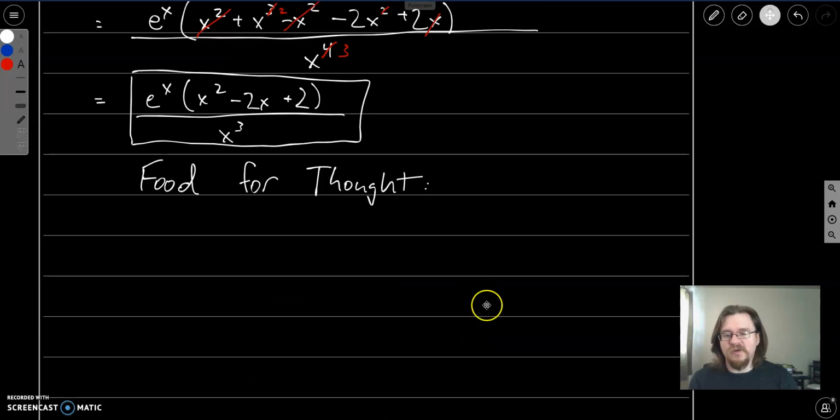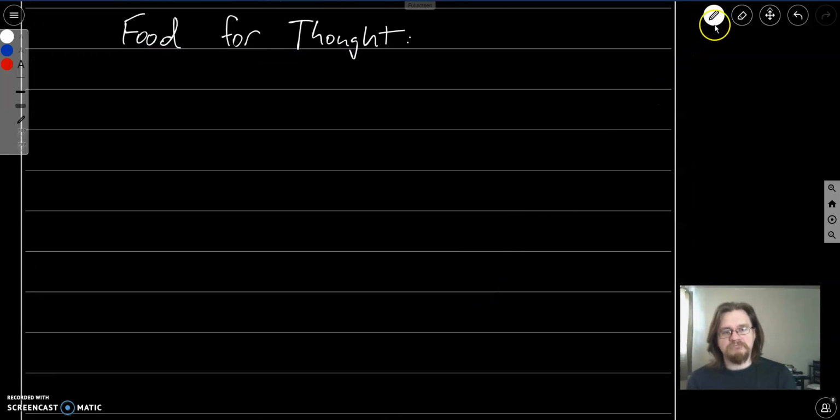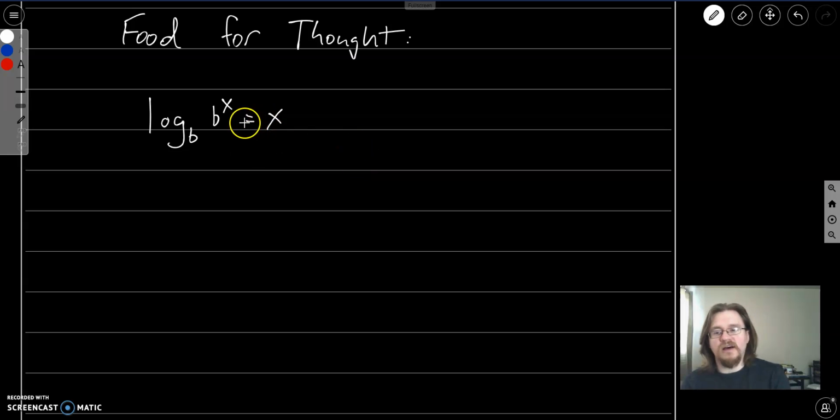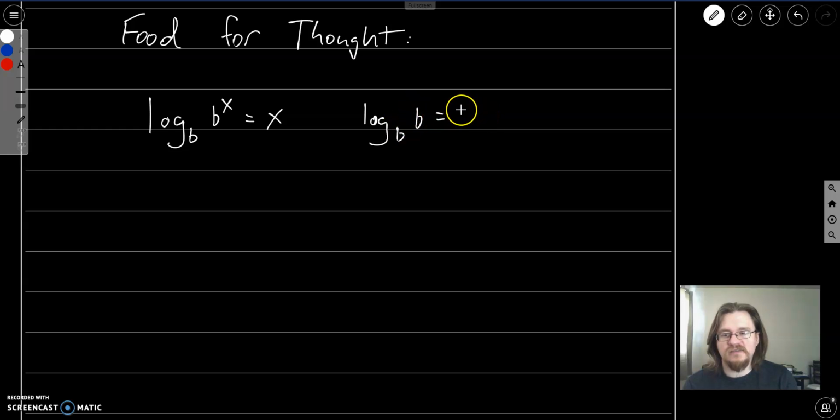And what I'll do is I'll finish up with a little bit of food for thought. So the following is how exponentials and logarithms work. We know that if we take the log base b of b to the x power, what we're doing is we're asking b to what power is b to the x? Well, that's just x. So in particular, if I take log base b of b, I get 1.